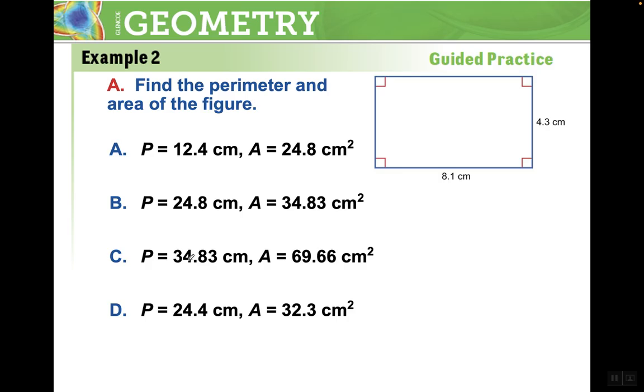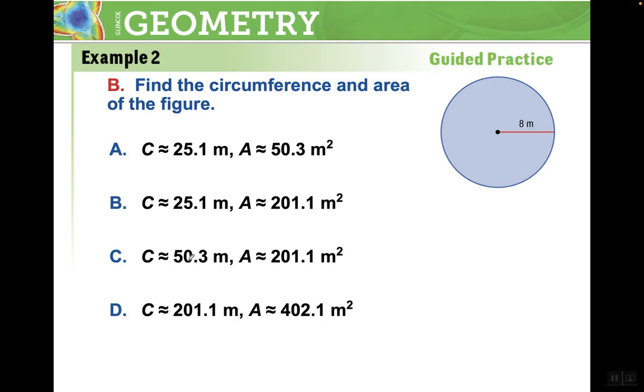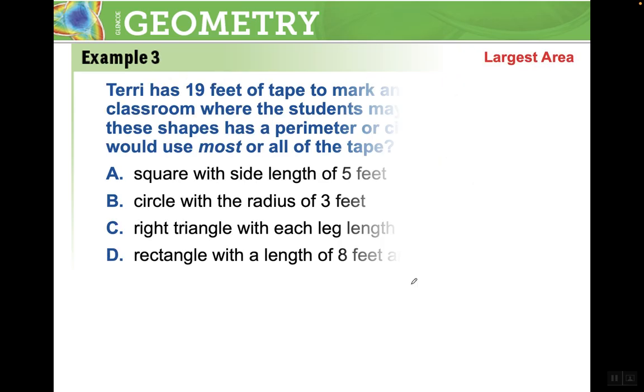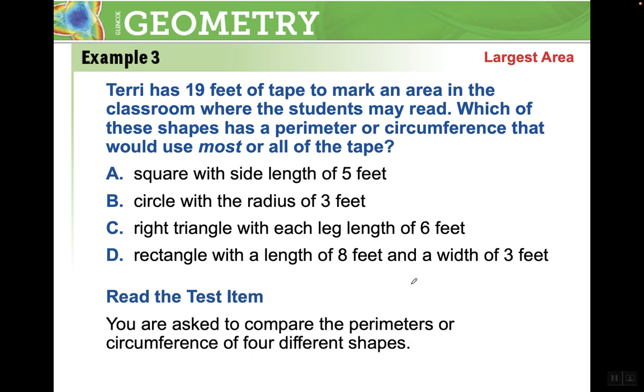Okay. All right, perimeter, you're just adding the sides. Area, you're multiplying length times width because this is a quadrilateral, nice rectangle looking thing. I'll let you do a circle. Okay. So we have about 50.3 meters for the circumference and 201.1 meters squared for the area.